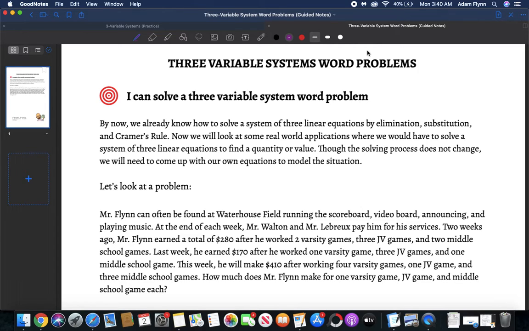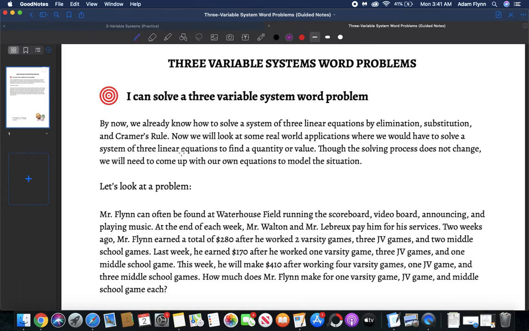So three variable system word problems are an awful lot like two variable system word problems, where I don't really care which method you use to solve it. You could use elimination, substitution, or Cramer's rule. The most difficult part would be coming up with your variables and creating your own equations. Those aren't explicitly clear in these problems. I give you a paragraph, or a sentence, or some information, and you are responsible for coming up with the equations and then solving using whichever method you prefer from there.